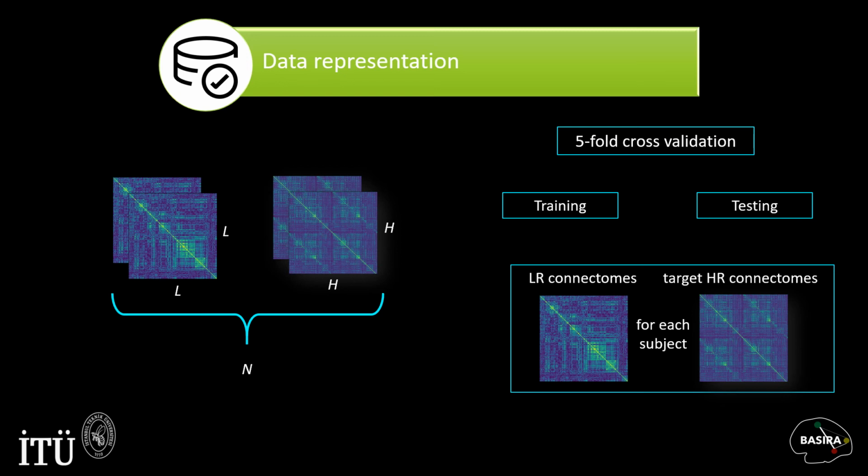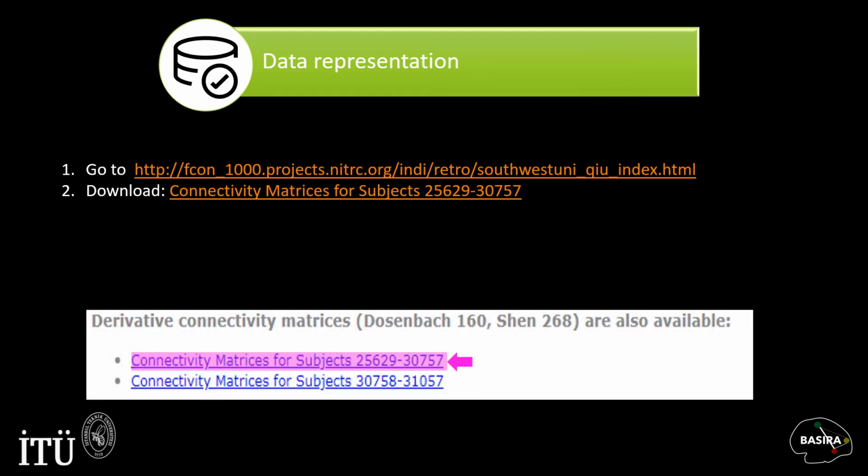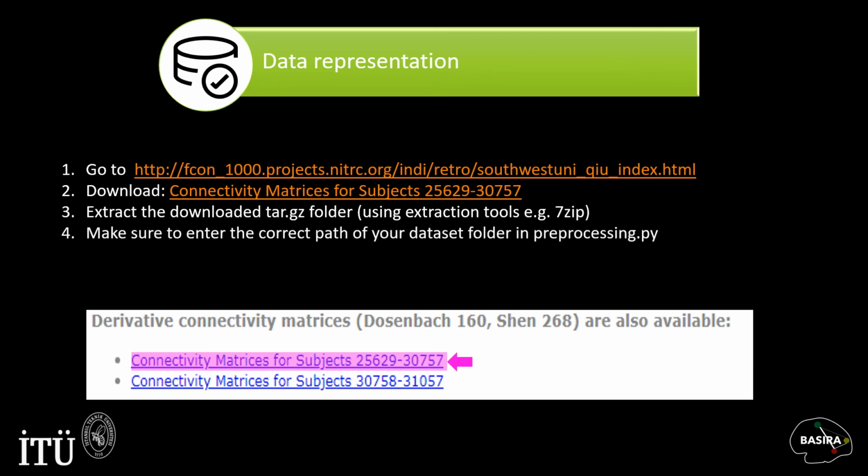If you want to use the dataset in the original paper, download the SLIM dataset from the following website provided in the link. In the web page, find the available derivative connectivity matrices and download the subjects shown below. Extract the downloaded tar.gz folder using extraction tools such as 7-Zip. Make sure to enter the correct path of your dataset folder in the file preprocessing.py.